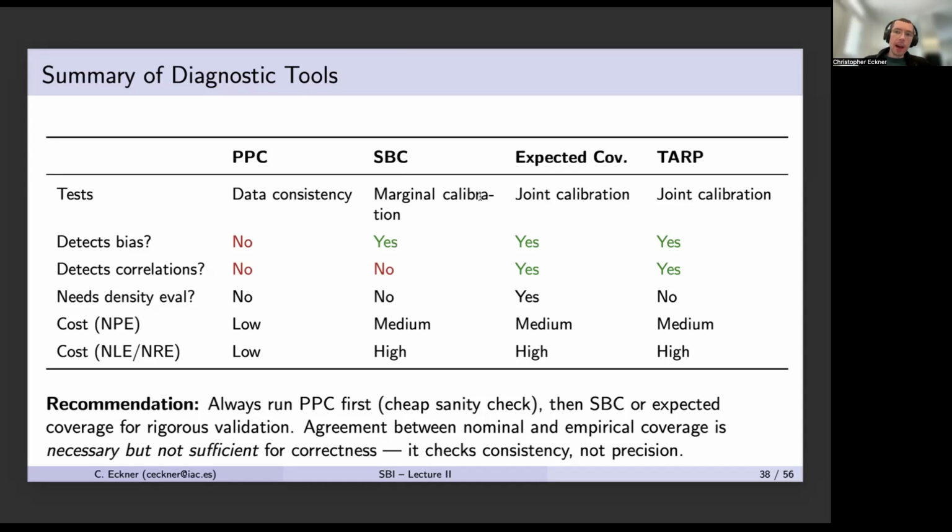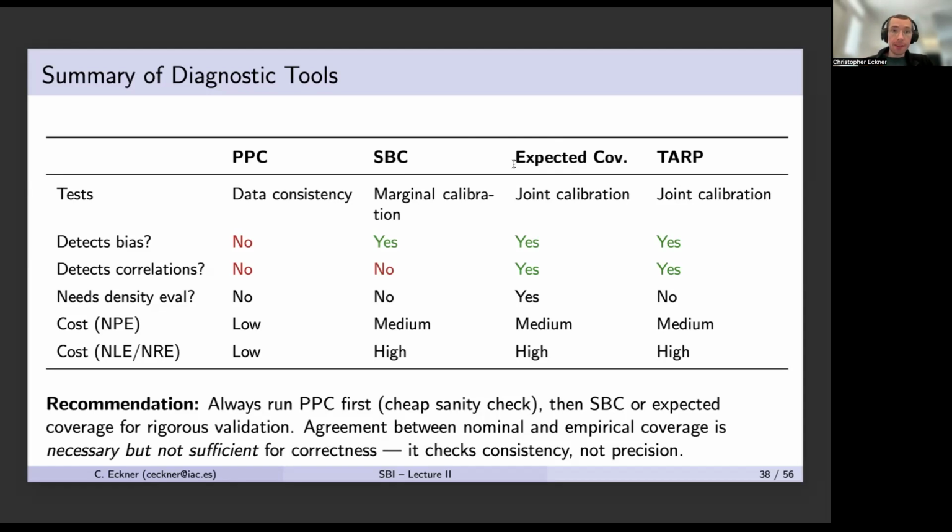like singling out single parameters or doing the empirical coverage to know whether or not there is some overly conservative or overconfident posterior, or if there's some bias in your posteriors. Depending on what you do, you can also detect correlations and include the correlations in these coverage tests, but then it depends a bit on what type of simulation-based inference flavor you're using, what is the best way to go forward.